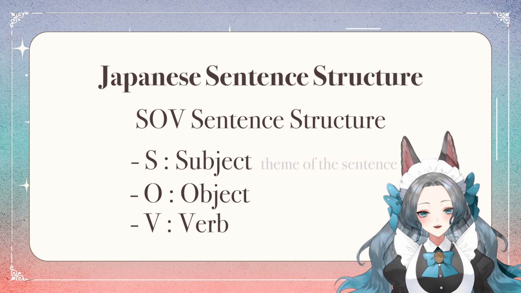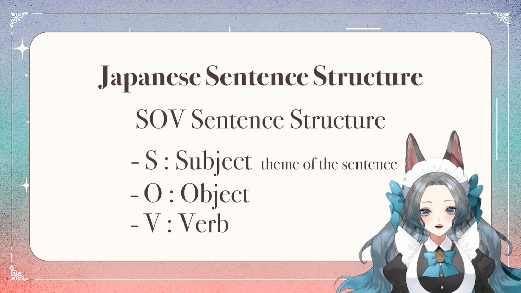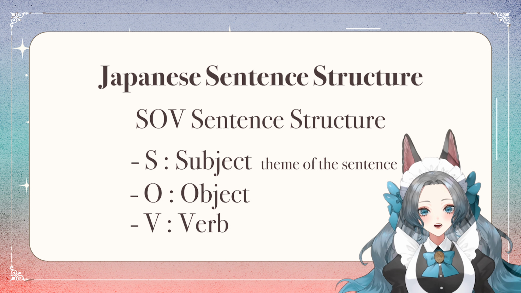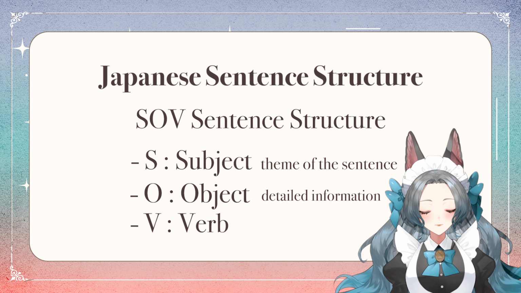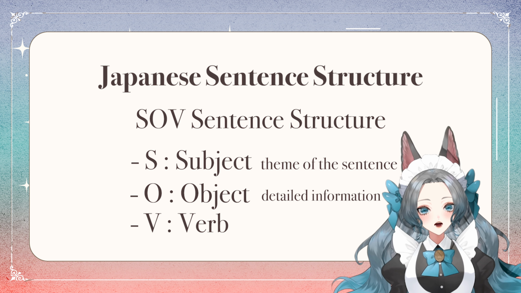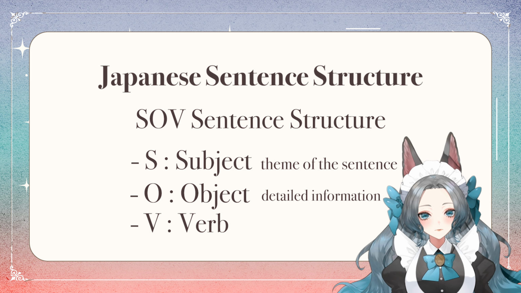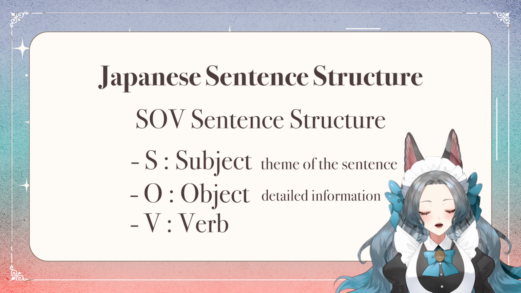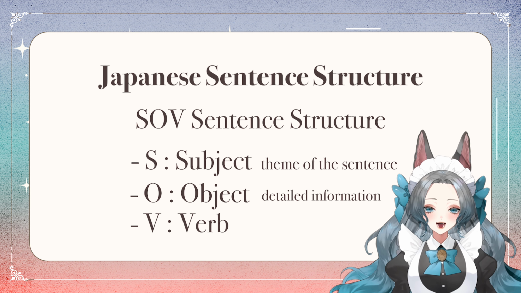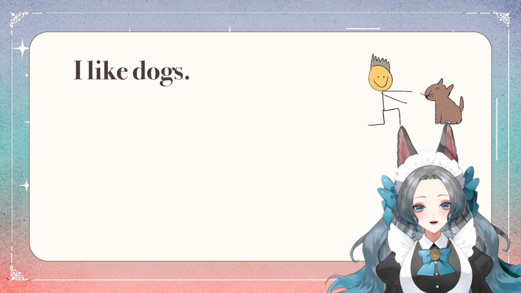I like to think of the subject as the theme of the sentence or what the sentence is talking about. Objects as the detailed information, and verb is, well, verbs. English follows the SVO sentence structure, and today we're going to look at the differences of the two languages to understand how Japanese works. I like dogs.